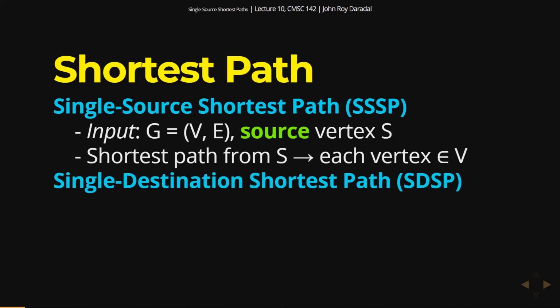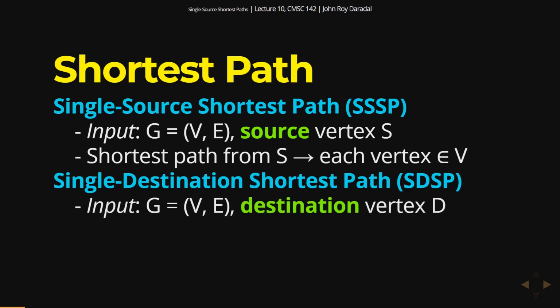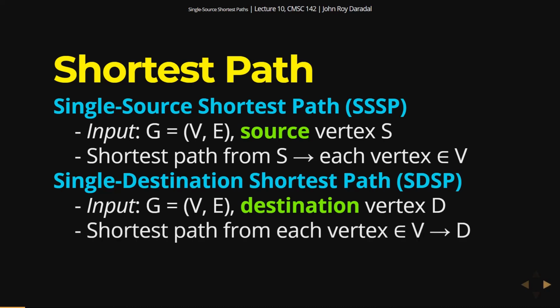The other type of shortest path problem is called single destination shortest path, or SDSP. This time, you're given a graph and a destination vertex. So it's not a source vertex anymore, it would be a destination vertex D. You're trying to find the shortest path from all other vertices going to D. So it's different from single source, because in single source you start at S, while in single destination you end at D. But you compute this for all other vertices.